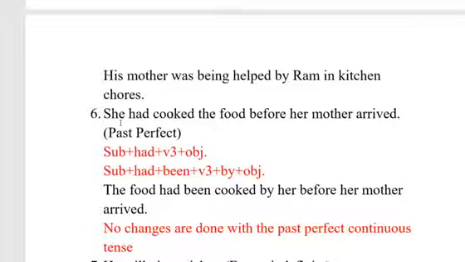Okay, so let's try to change this into the passive form. She had cooked the food. The food is the object, it will come in front. The food then had been cooked, that form of verb, by, and then the object here is her. Her is the object form of she, and the rest of the material which was added with the active sentence will be put or written over here as it was there in the active.